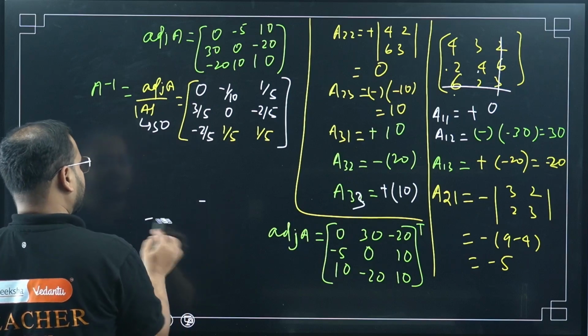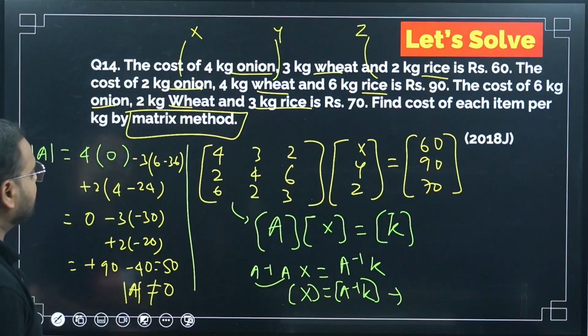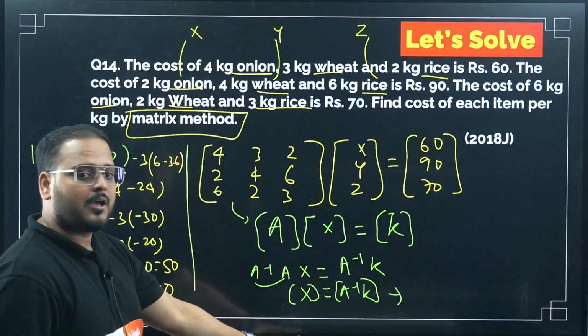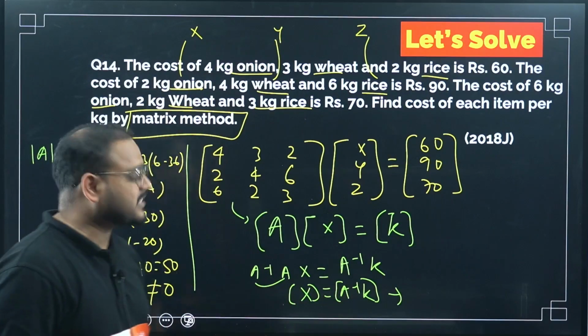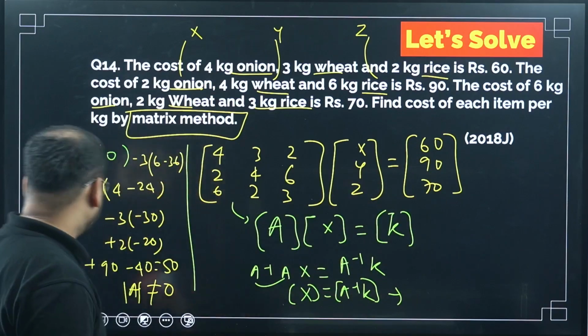But is this it? Please have a look. What are they asking us? To find x. How can we find x? By applying A inverse times K. What is K? It is a matrix of the constant numbers 60, 90 and 70. So I have to do what?